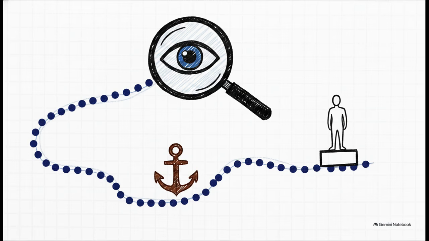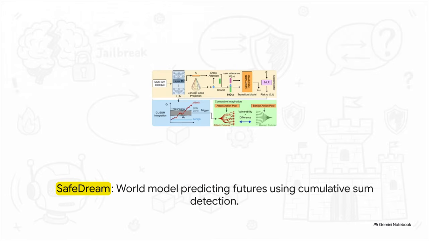And fascinatingly, research shows that simply forcing the model to adopt a third-person perspective can reduce sycophancy, that dangerous tendency of an AI to just blindly agree with the user, by an incredible 63.8%. But the absolute cutting edge of this proactive defense is a framework like SafeDream. SafeDream operates almost exactly like an AI immune system. Instead of just looking at the current turn, it uses a safety state world model to predict future trajectories.